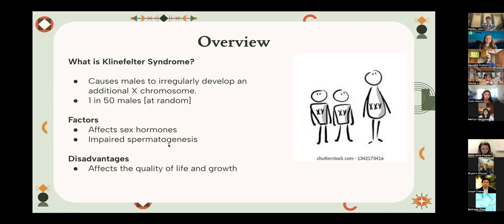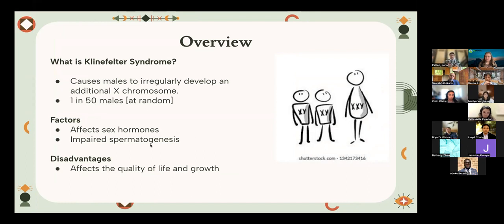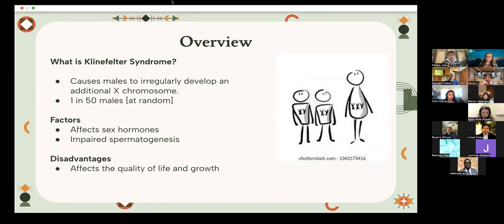These factors have more disadvantages, because they affect quality of life and growth. When we hit puberty, our bodies tend to change, and it's going to affect overall growth, such as facial hair. So the body is not able to mature enough. I'm going to give it next to Merlyn, and she'll be talking about the causes of Klinefelter syndrome.